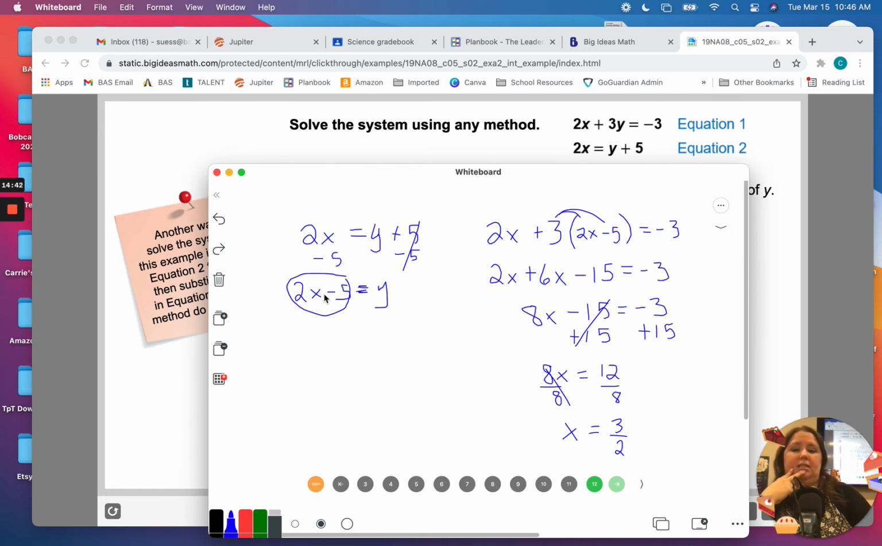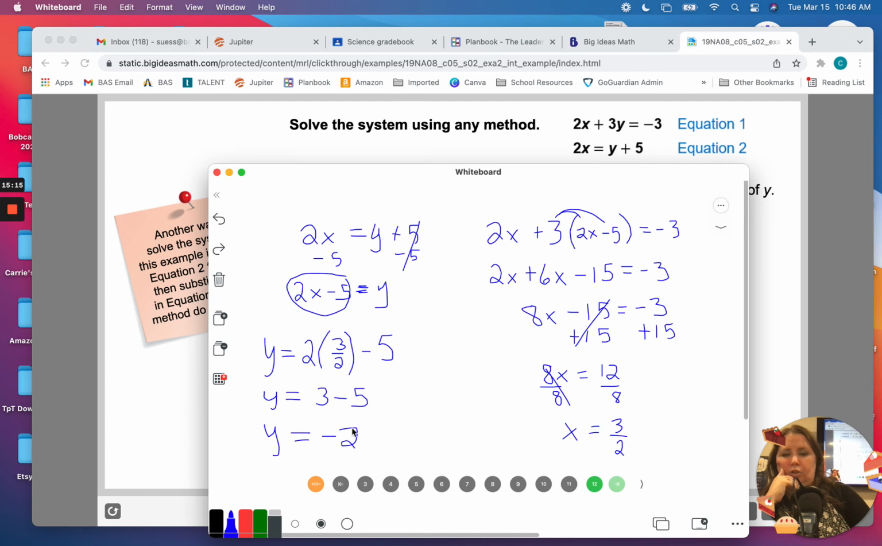So I'm going to plug this in where this x is. So I can say y equals 2 times 3/2, or 1.5, whichever method you put it in, minus 5. What is 2 times 3 halves? 3. Correct. Okay, what is 3 minus 5?